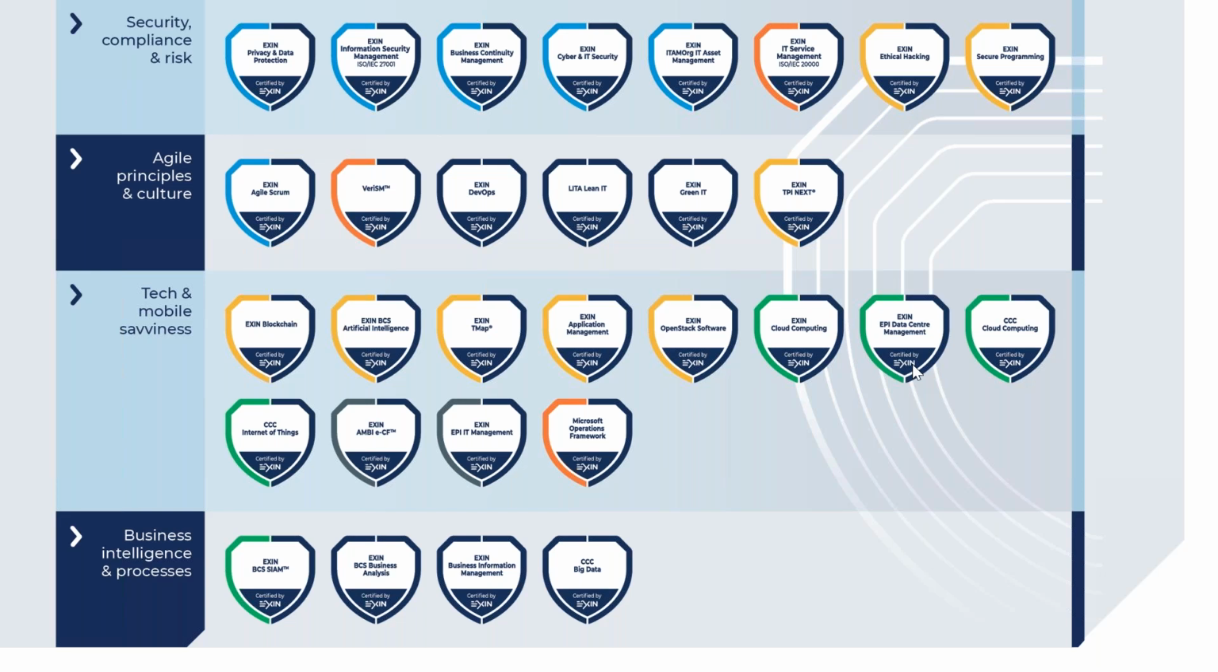As you can see in the slide, you are seeing the full EXIN certification portfolio. The EXIN portfolio is divided into security, compliance, and risks, whereby we have programs such as privacy and data protection, information security, business continuity, and so on. Also, we have the domain of Agile principles and culture, whereby we cover the main programs such as Agile, Scrum, DevOps, Lean IT, and so on. We also have the tech and mobile domain, where we cover EXIN blockchain, AI, artificial intelligence, TMAP, OpenStack, cloud computing, Internet of Things, and so on. And we have the domain called Business Intelligence and Processes, which has EXIN Business Analysis, the main program that we're going to cover today, as well as Big Data.